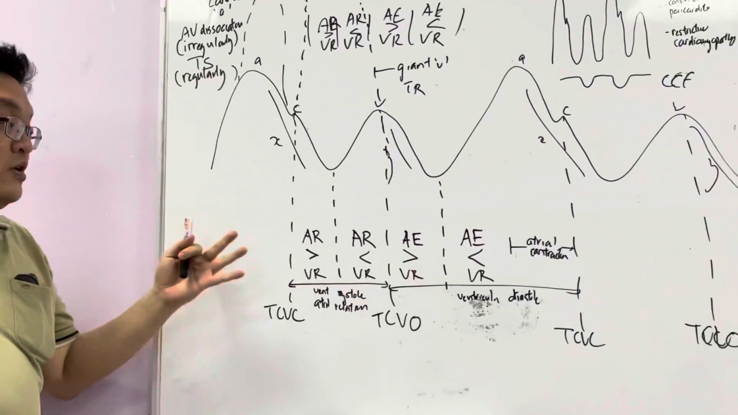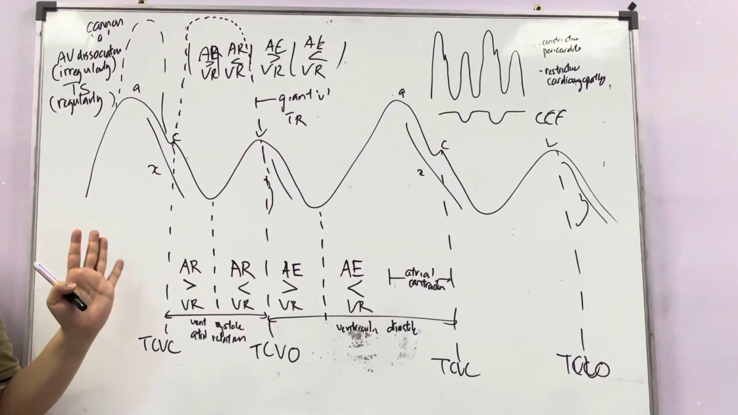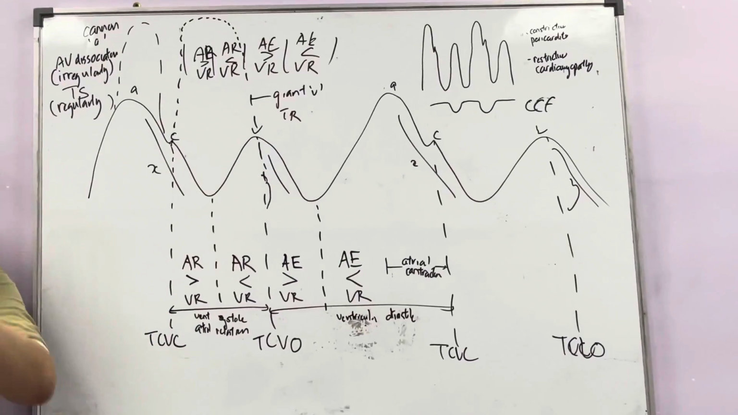Alright, so this is your jugular venous pressure. Okay, we are going to move to apex beat. You can stop for a while, then we can continue.